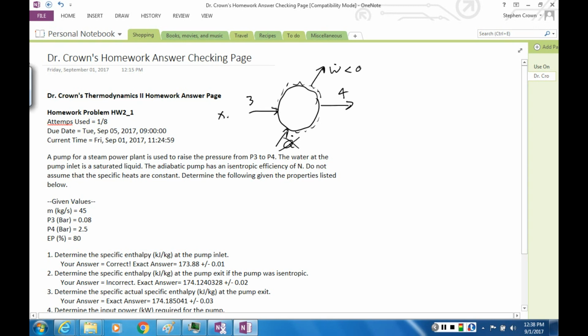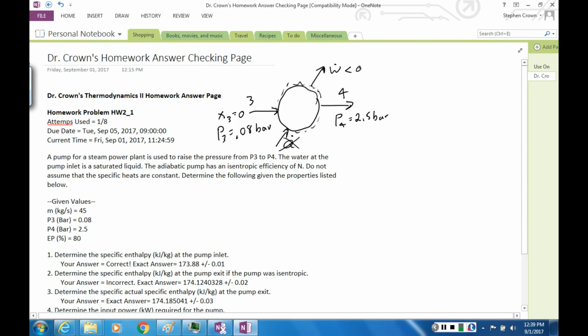Our quality at the inlet is 0, it's saturated liquid, and the pressure is given as 0.08 bar. At the exit, the pressure is given as 2.5 bar. Label that here.